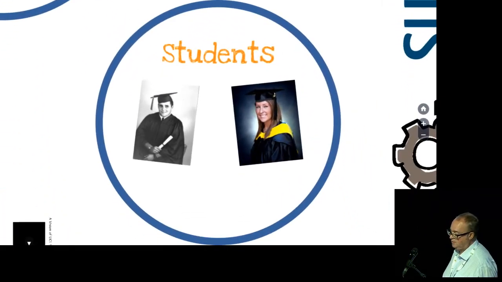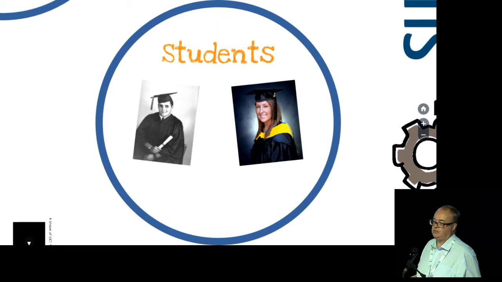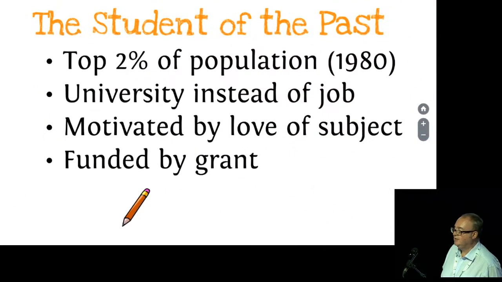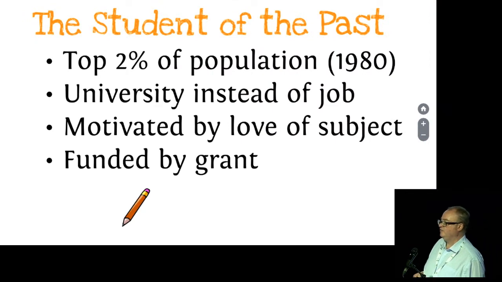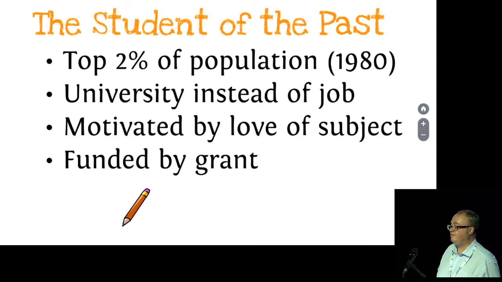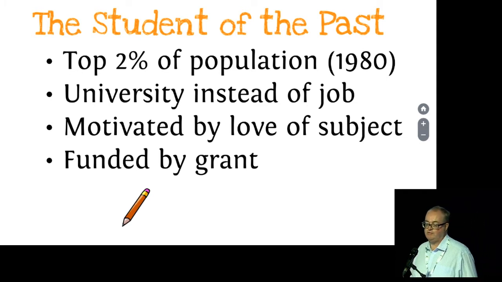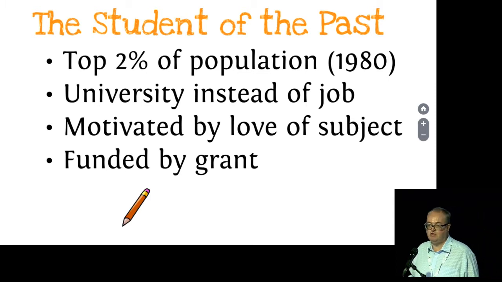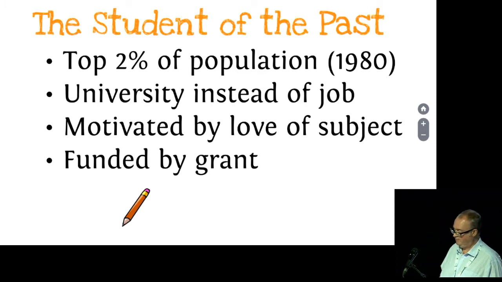And the third revolution is students today. If you look at students of the past, in 1980, the top 2% of the population would go to university. They would go to university instead of getting a job, so they would postpone the process of employment for 3 or 4 years. Often, not always, but often they were motivated by a love of the subject. And many of the students were funded by a grant from the government. And if you looked in their satchels, they might have one of these.